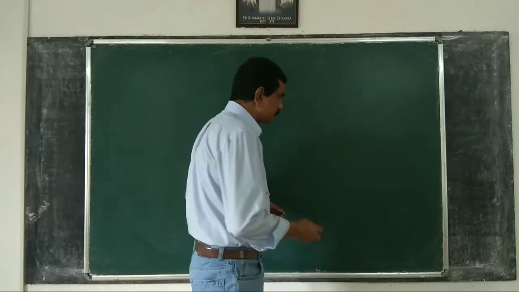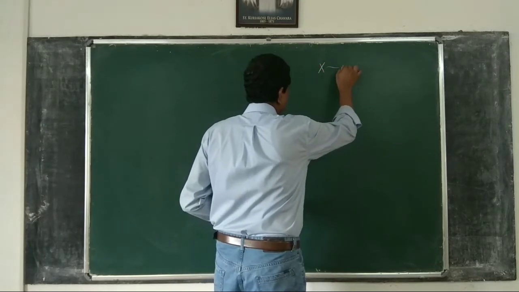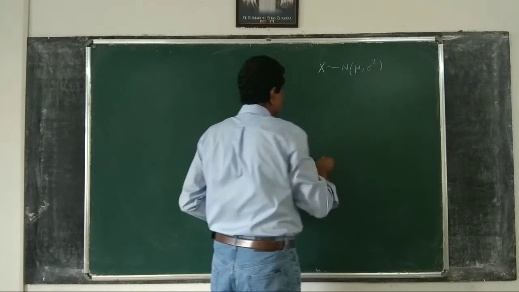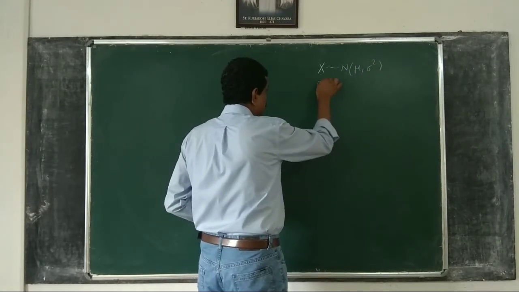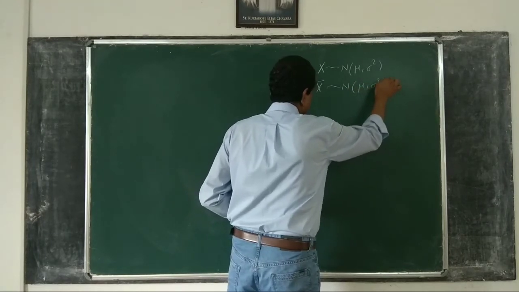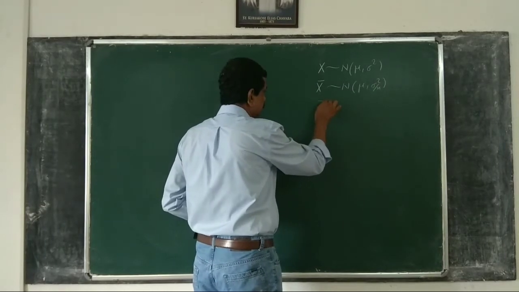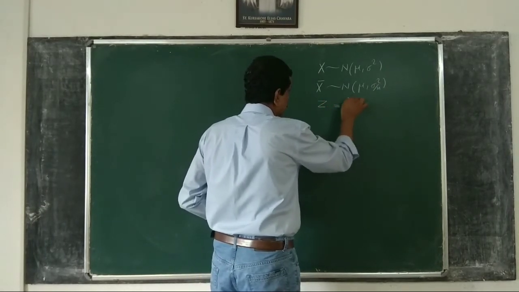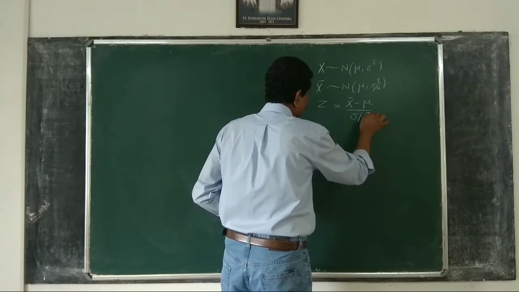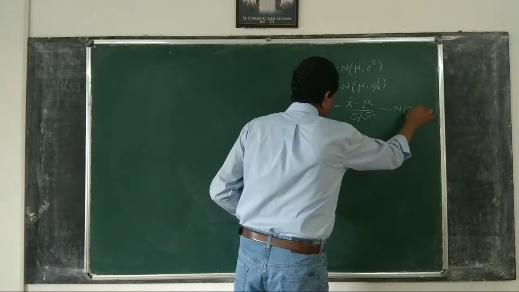Now we know that if x is normal with mean mu and variance sigma square, x bar is also normal with mean mu and variance sigma square by n. So that z is equal to x bar minus mu by sigma by root n. It is standard normal with mean 0 and variance 1.